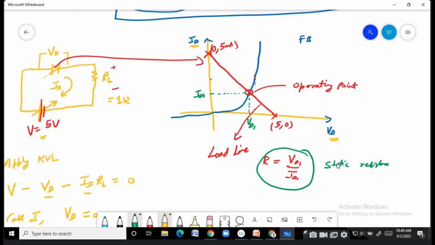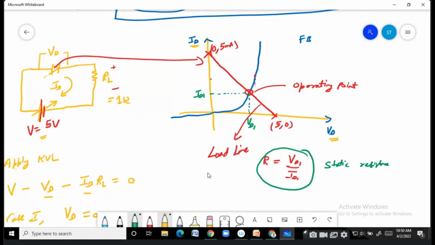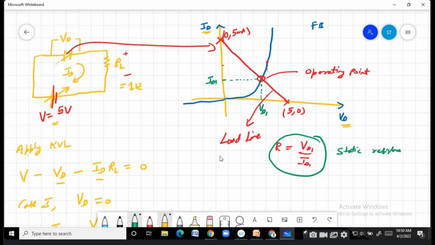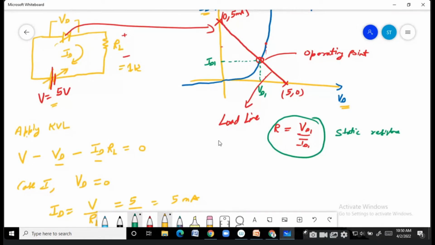Okay. Is it fine here? Sir, in reality, what is static resistance in physical terms? Like resistance opposes the current, so what does static resistance do?